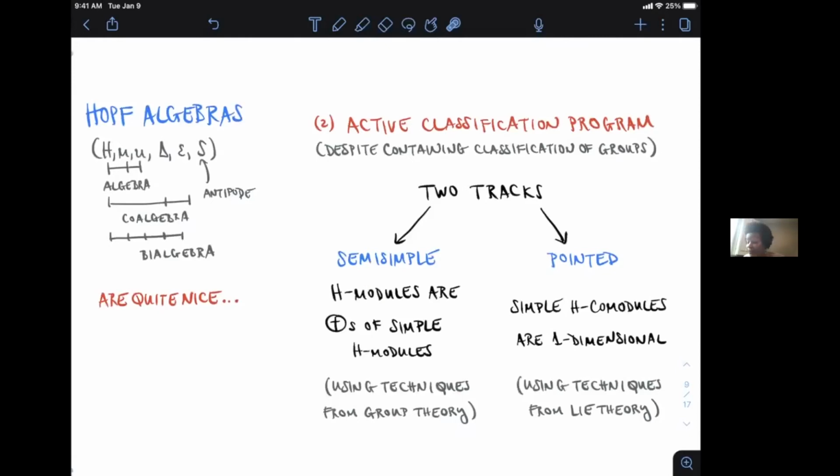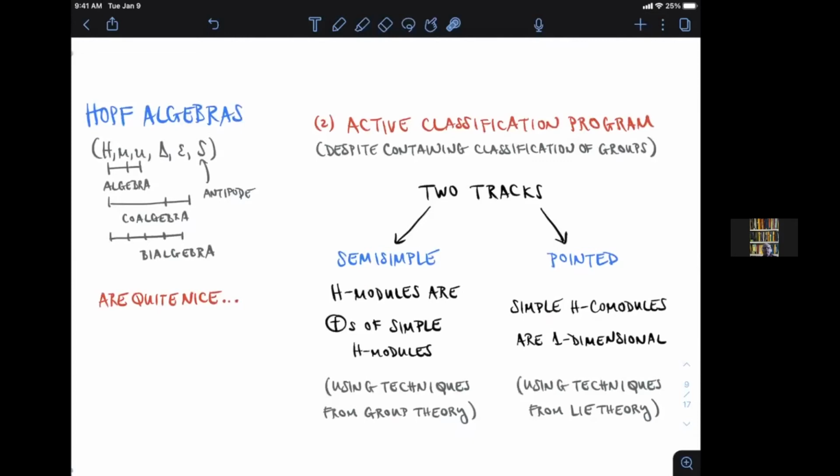On the other hand, we have pointed Hopf algebras that have a nice corepresentation theory, if you will. So in this case, by definition, the simple comodules are all one-dimensional. And actually, techniques from Lie theory are used to study these Hopf algebras. If you read papers on this stuff, you'll see Cartan data pop up a lot. That's usually used to parameterize such Hopf algebras.